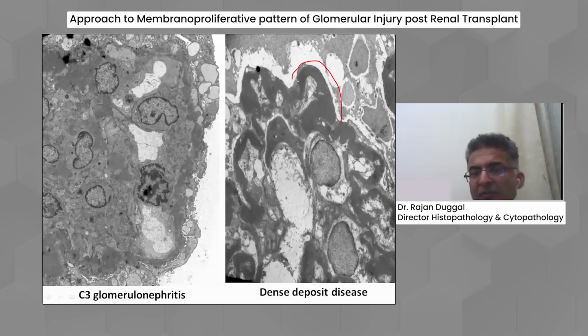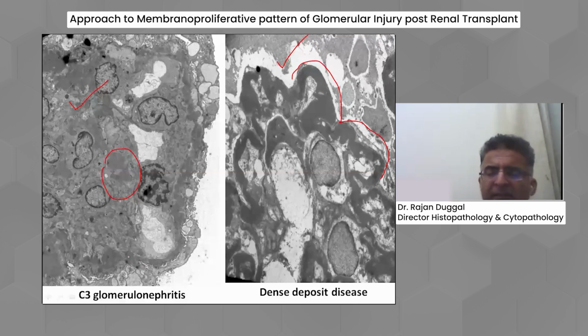So you can see dense osmiophilic deposits, which are replacing the entire glomerular basement membrane. Look at the color of the deposit, they are extremely electron dense, extremely dark. Now, if you compare DDD with this C3 glomerulonephritis, you don't see such dense deposit. You see some waxy, amorphous deposit in the mesangium as well as along the GBM. Even C3 glomerulonephritis can show intramembranous deposit, but they will not be as electron dense as what you see in dense deposit disease.